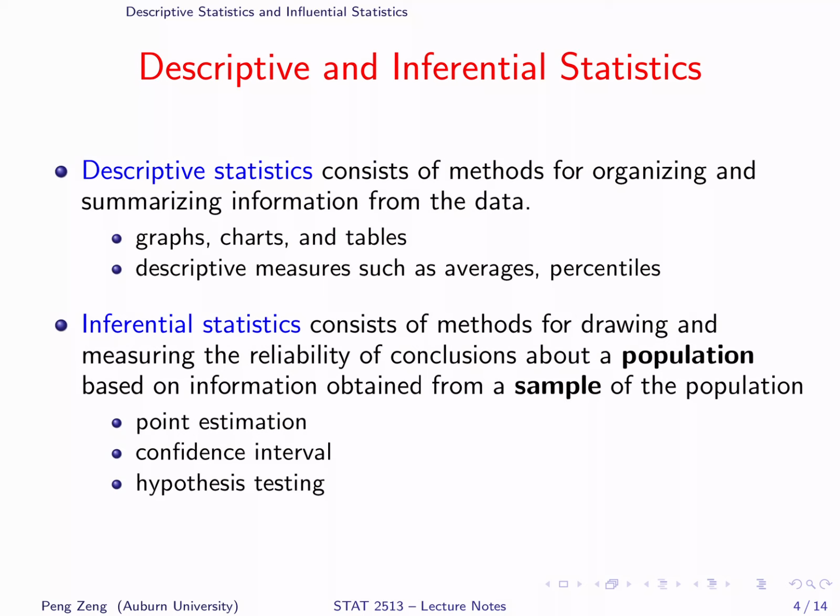Inferential statistics consists of methods for drawing and measuring the reliability of conclusions about a population based on information obtained from a sample of the population. Notice, here we particularly emphasize two words, population and sample. The major goal of inferential statistics is to extend the knowledge gained from sample to population. The methods include point estimation, confidence interval, and hypothesis testing. They are the main topics of this course.